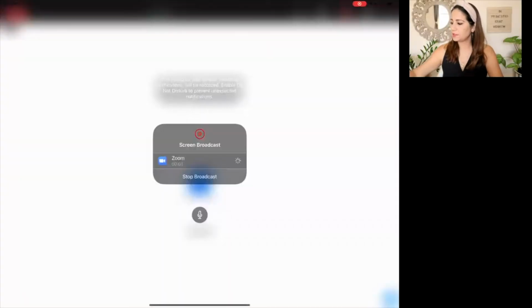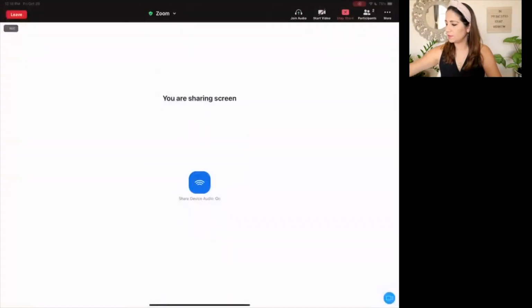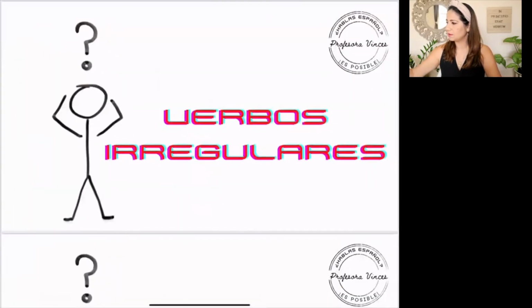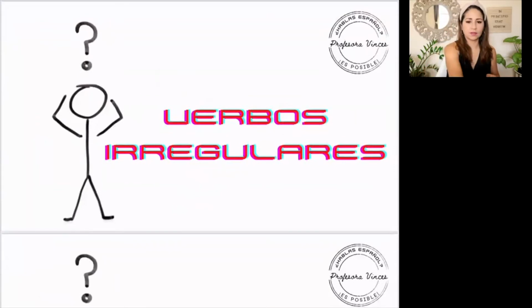So we have already seen some of them, starting with the verb tener. But today we're going to look at a few of them together. Okay, so I titled this verbos irregulares.